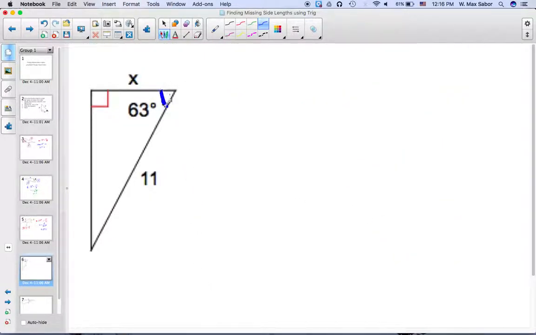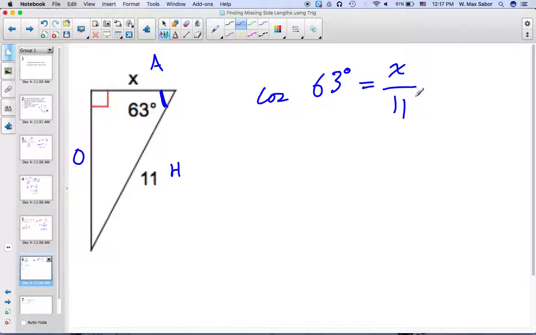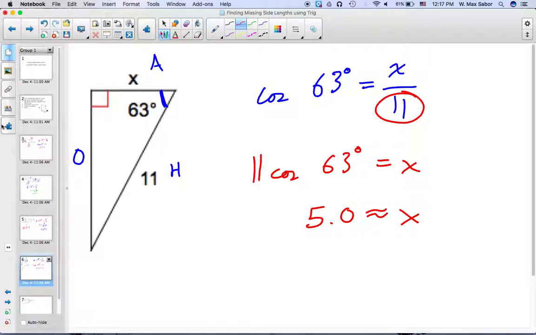Here, our reference angle is there, so that's opposite, adjacent, and hypotenuse. Adjacent and hypotenuse are both from cosine, and adjacent is x, hypotenuse is 11. We multiply by 11 on both sides, getting 11 times the cosine of 63 degrees equals x. Please note that you can't do 11 times 63. You need to take the cosine of 63 degrees, which is about 0.45, and then multiply by 11, which gives us approximately 5.0 is x.